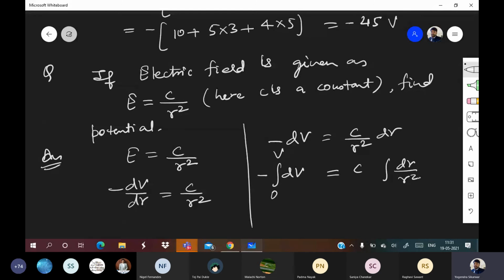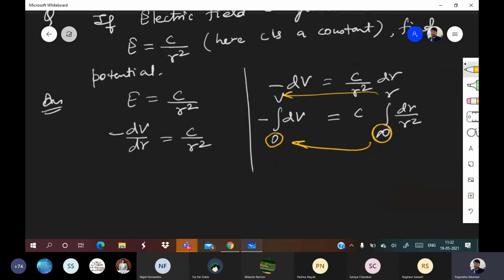Now here we are going from infinity to R, limit we are taking from infinity to R. Why? Because when distance is very large, when distance is infinite, potential will be 0. So when r is equal to infinity, potential is 0. And when r will become r, potential will be v. So that's what we are going to find out. So now we are going to solve this further.